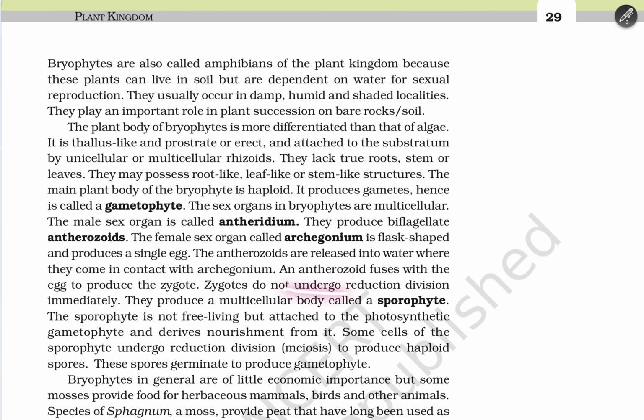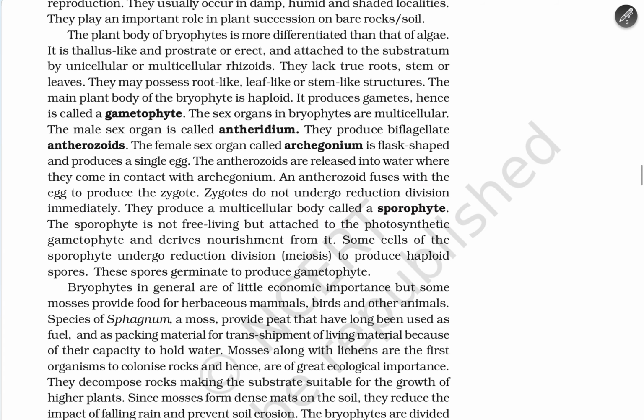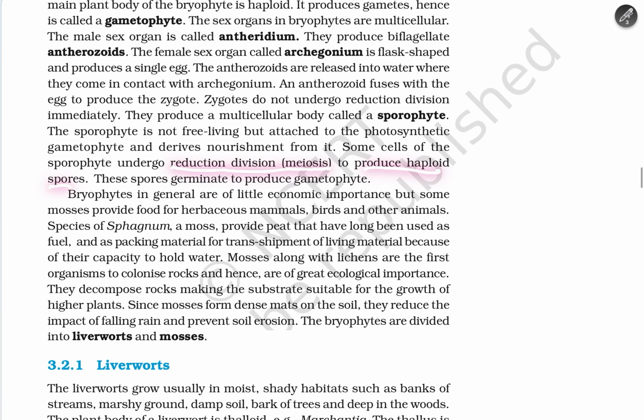Zygotes do not undergo reduction division immediately. They produce a multicellular body called the sporophyte. The sporophyte is not free-living but attached to the photosynthetic gametophyte and derives nourishment from it. Some cells of the sporophyte undergo reduction division, meiosis, to produce haploid spores. These spores germinate to produce the gametophytes.